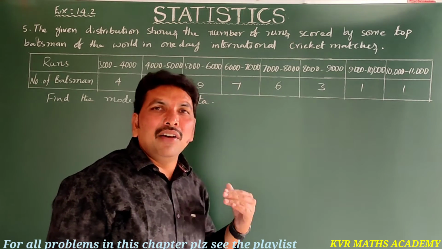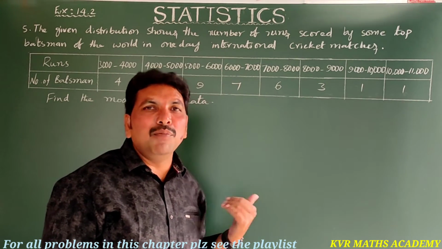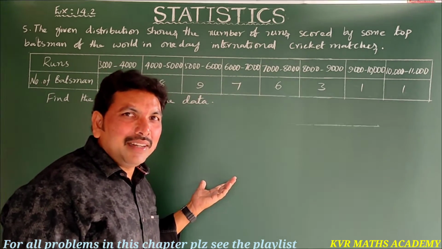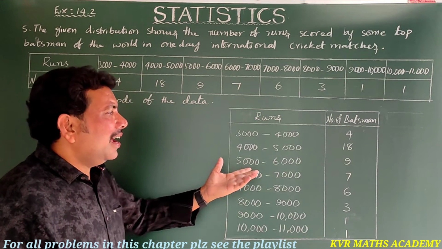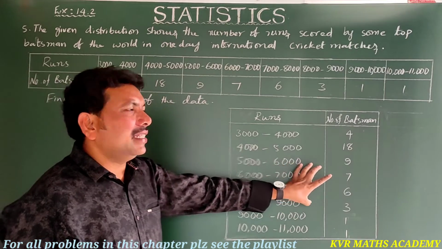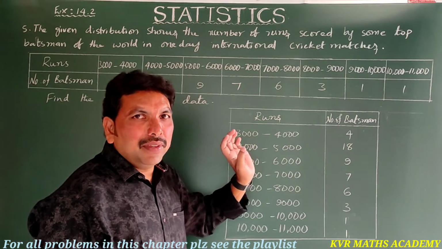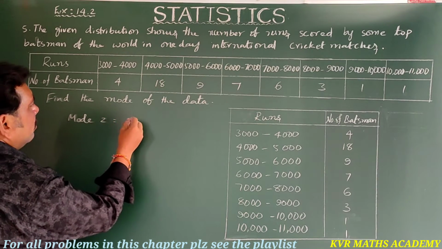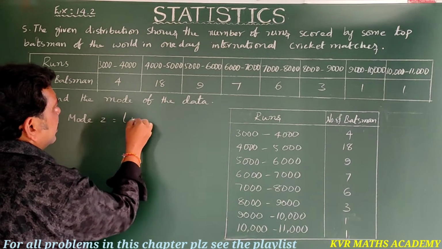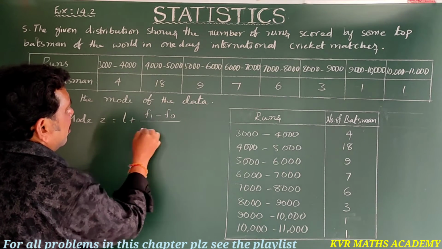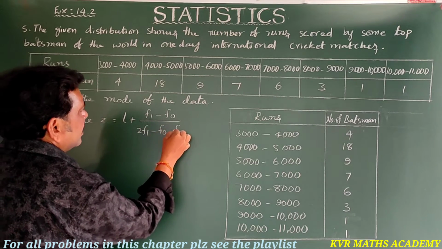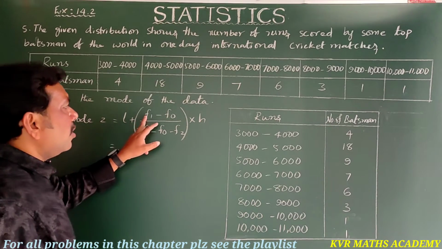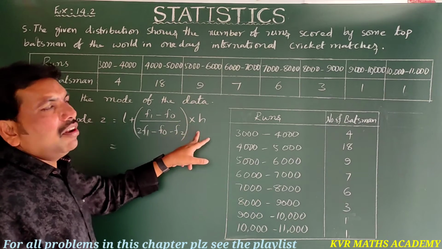So for this data, we will find the mode. First, I'll draw the table vertically. After that, I will explain. See, for the given data, I have drawn the table vertically, and from this I will find the mode. So what is the formula for mode? Mode Z is equal to L plus (F1 minus F0) by (2F1 minus F0 minus F2) into H. Here F0, F1, F2, L, H we will find from the table.